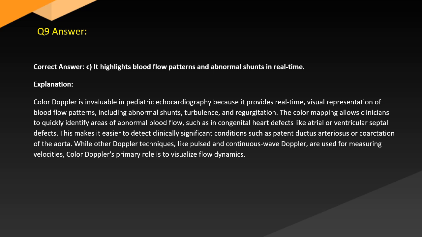Answer. Correct answer: C. It highlights blood flow patterns and abnormal shunts in real time. Explanation. Color Doppler is invaluable in pediatric echocardiography because it provides real-time visual representation of blood flow patterns, including abnormal shunts, turbulence, and regurgitation. The color mapping allows clinicians to quickly identify areas of abnormal blood flow, such as in congenital heart defects like atrial or ventricular defects.